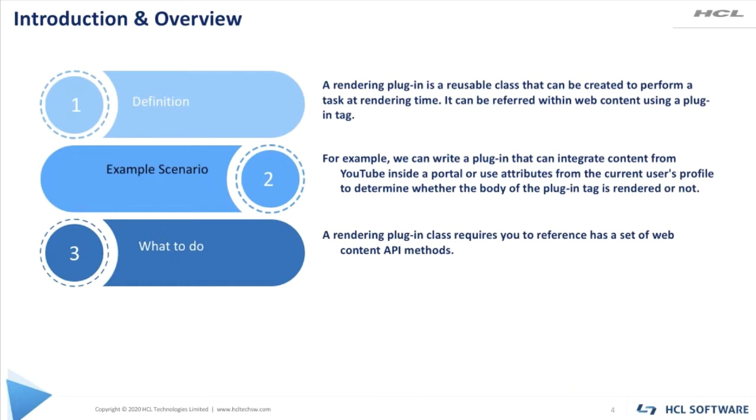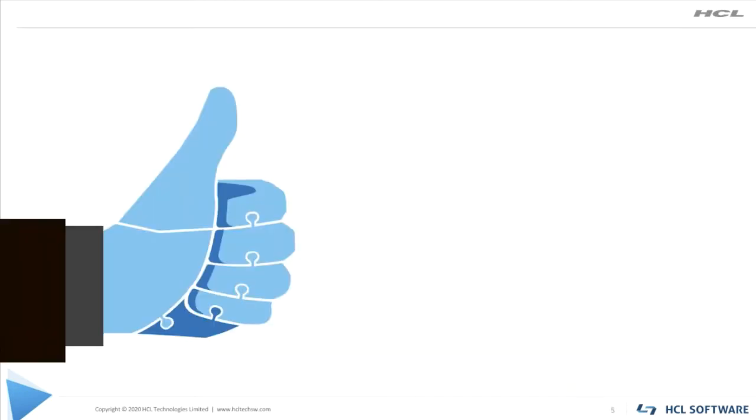We will talk in detail about the advantages. While working with rendering plugins, in order to implement them we need to refer to our WCM API methods, which can help us understand how we can use these rendering plugins inside our portal. Moving on to the next slide, we will talk about advantages.